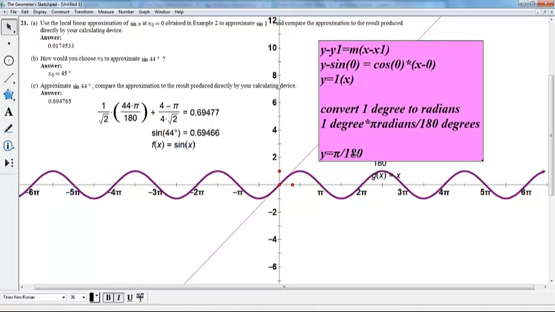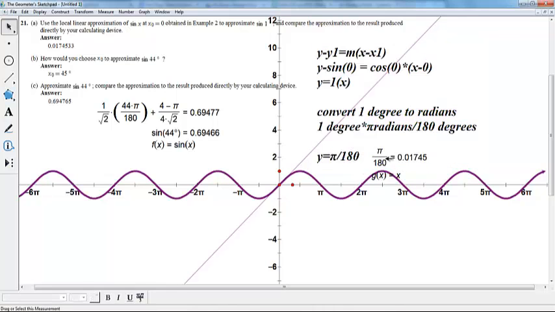Hopefully that makes sense to you, what we did, where we used the linear approximation, which is y equals x, for the sine of x to figure out the sine of 1 degree. But whenever you take the derivative of trig functions, you're operating in radians, and so we needed to convert the degrees to radians. So that was the trick with that one.